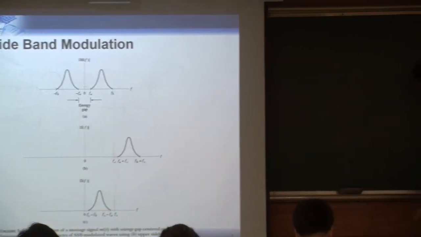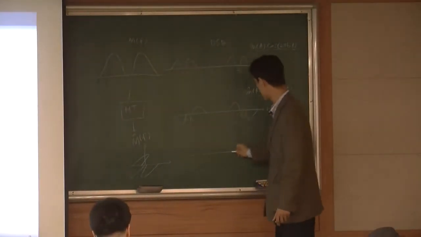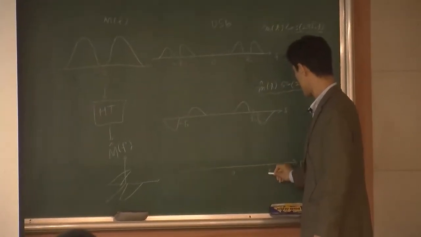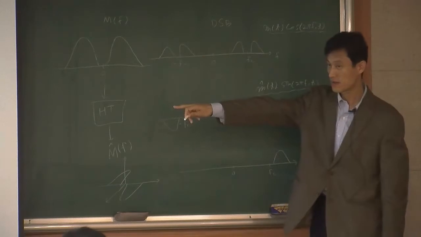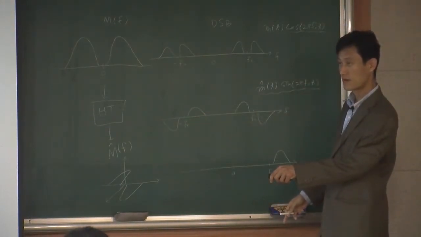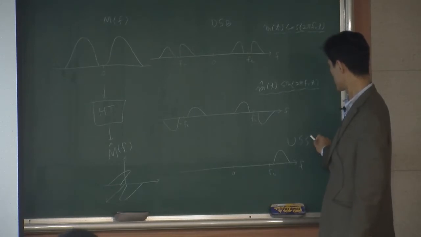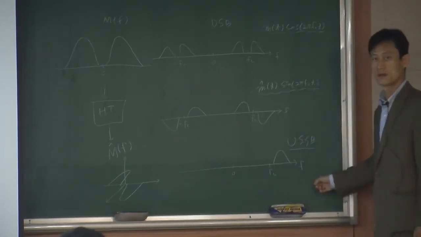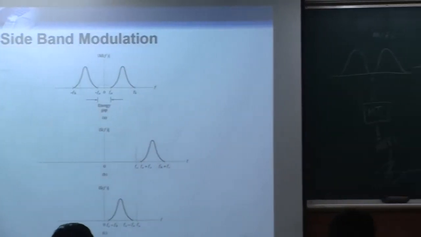Okay. Same way, if I draw it here, this one minus this, you're going to get this, right? That's what you see right here. This is the upper single sideband. Okay? That's this one.